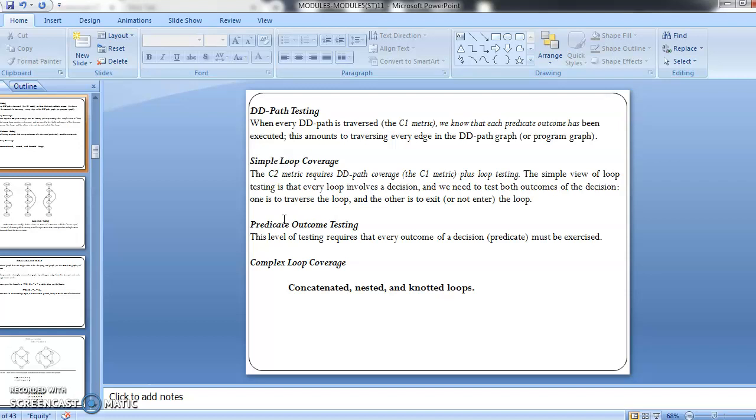If we have a loop, and if while testing we cover the loop, then it is called simple loop coverage. In the loop, many times we come across a for loop, a while loop, and a do while loop. In the for loop: initialization, testing, and incrementation.